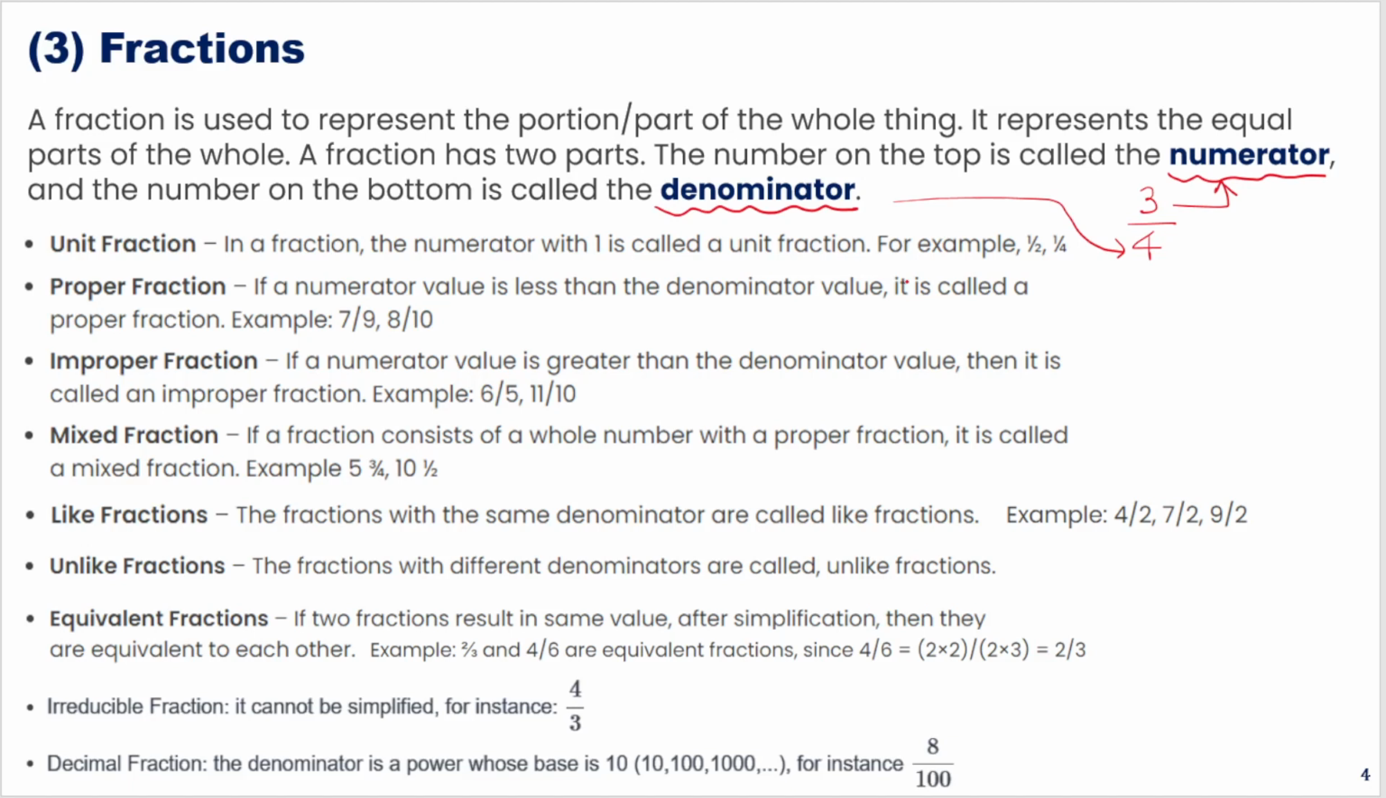And we have some trivial concepts about fractions. First, unit fraction. Unit fraction means in a fraction, the numerator with 1 is called a unit fraction. For example, 1 over 2 or 1 over 4. Both of these two fractions are called unit fraction. Next, proper fraction. Proper fraction means if a numerator value is less than the denominator value, it's called a proper fraction. For example, 7 over 9 or 8 over 10. Are you clear?